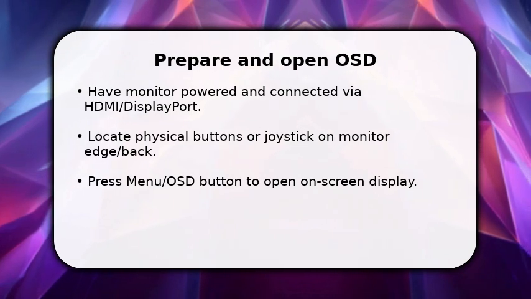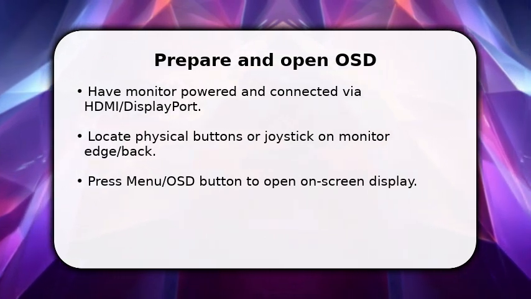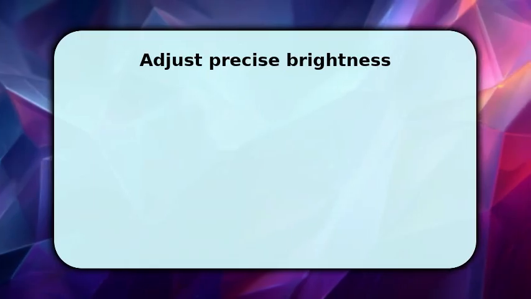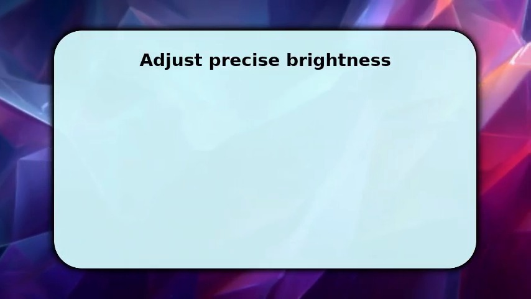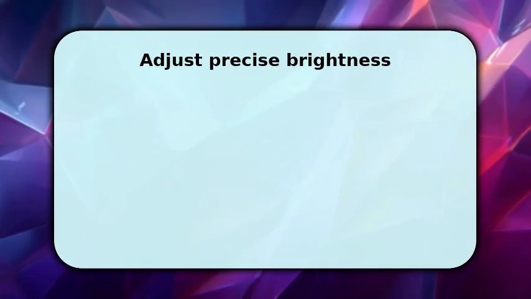With brightness highlighted, use the arrow keys or joystick to increase or decrease the value. Small changes matter, so adjust in 5–10% steps and pause to check.